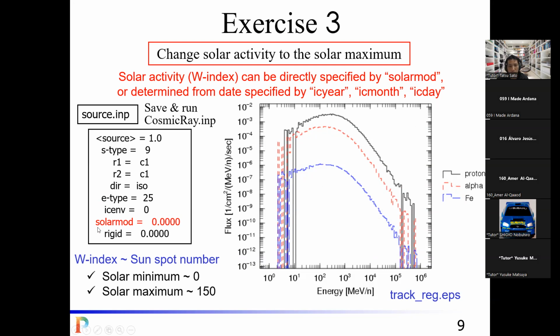But here, we can directly specify the solar modulation, the solar activity index. And now, 0 is the solar minimum case, and the maximum case is around 150. That W index is similar to the sunspot number, but not exactly the same. So please change the solar mode parameter to 150 and check the difference of the spectrum.